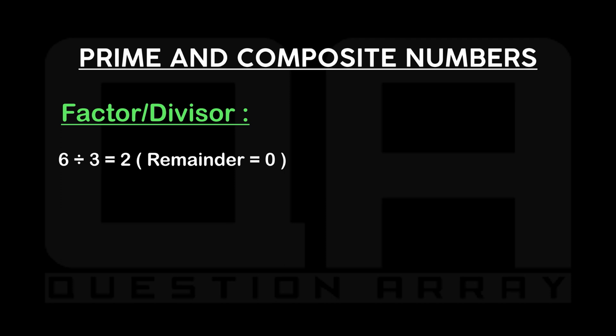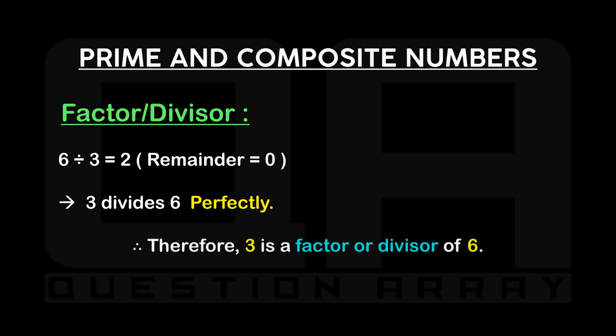If I divide 6 with 3, I'll get the answer as 2, right? And the remainder obtained is 0. You can see that the remainder is 0, right? Now, because the remainder is 0, I can say that 3 divides 6 perfectly. Now, 3 is a factor or a divisor of 6. Therefore, you can see that what we call a factor or a divisor is a number that divides the given number perfectly, that is, leaving no remainder.